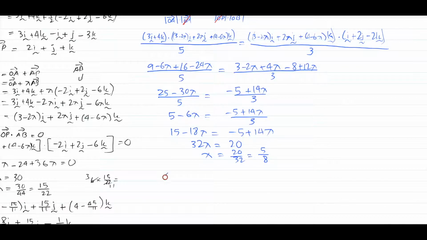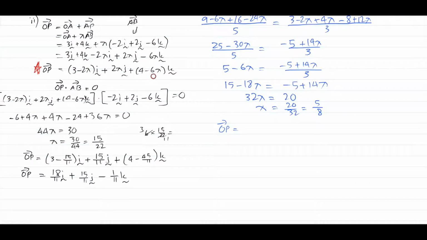If you want to solve for OP, what do we know about OP? Once again, OP is this form right here, this vector right here. 3 minus 2 times lambda. 2 times this is 5 on 4 i. And then we have plus 2 times lambda. So 5 over 8 times 2, that is 5 over 4 j. And then we have this one right here, 4 minus 6 lambda. So plus 4 minus 6 times this.